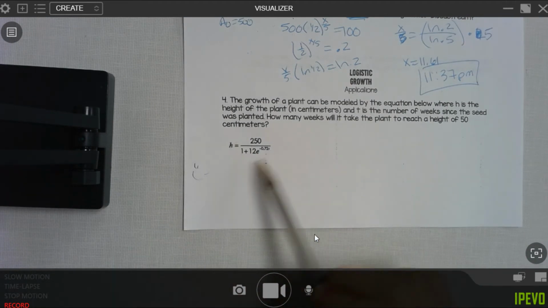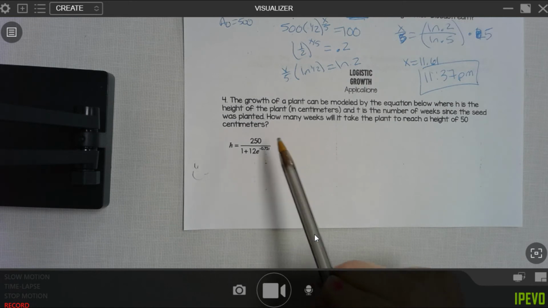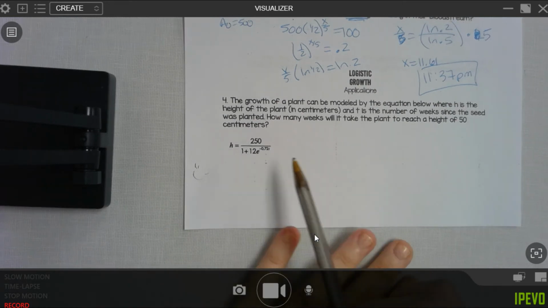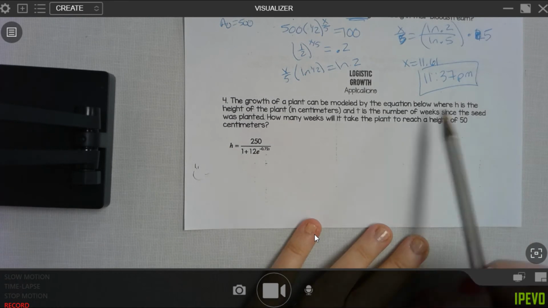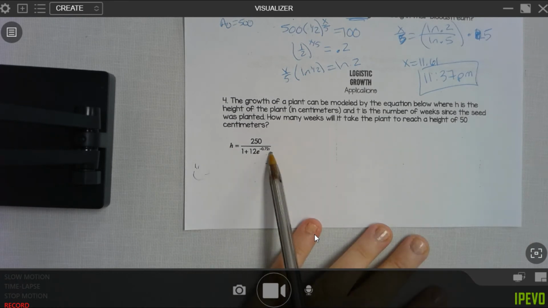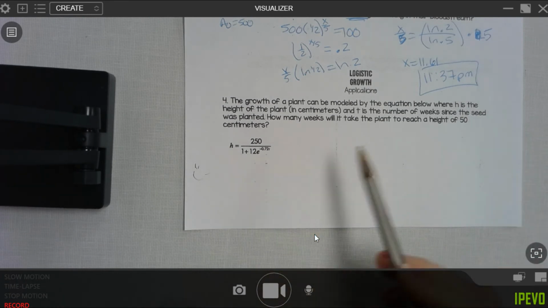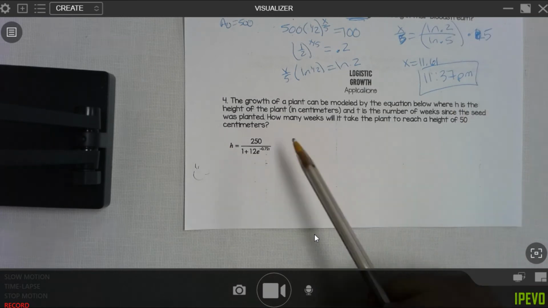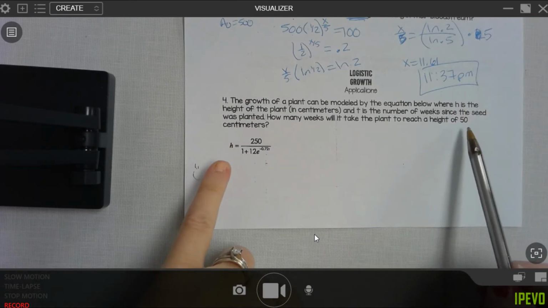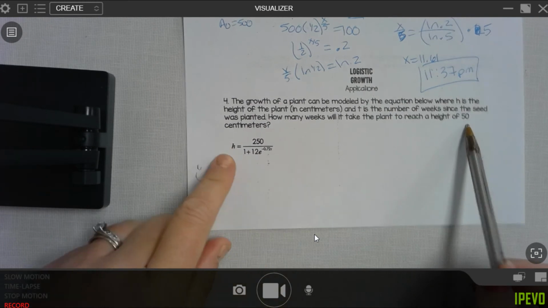All right, when we're doing logistic growth models, you guys, they're going to give you the model right here. So when we are writing these out, they're going to give you a model. And if you read the question, they're going to give you H and they're going to ask you to solve for that T there. So you can take a second, pause the video, read it, make sure you understand. Okay, welcome back.